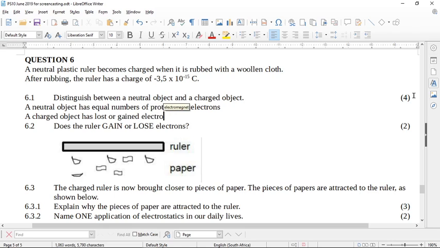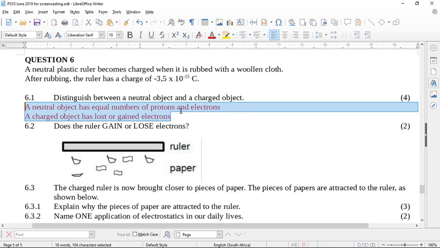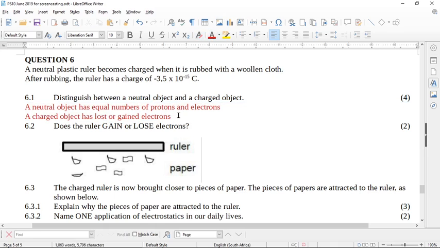Remember, only the whizzy little electrons can move. So if you've got a charge, you can only have a charge because you have lost or gained electrons. That is the official definition.